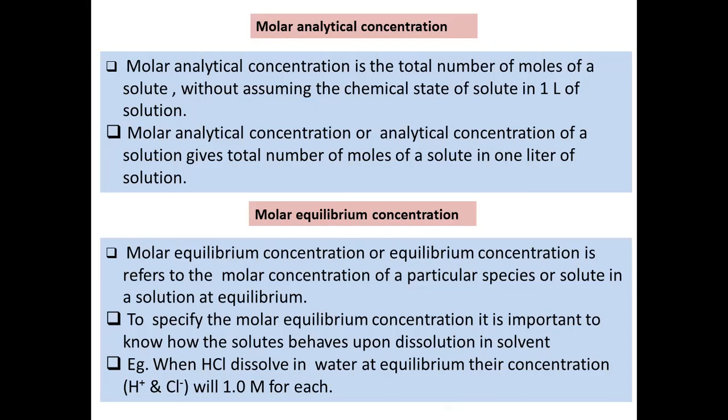So there is not too much difference between these two entities. The molar analytical concentration is the total number of moles of a solute, without assuming the chemical state of the solute, in 1 liter of solution. So the molar analytical concentration, or analytical concentration, of a solution gives the total number of moles of a solute in 1 liter of solution. So that is simply the molar concentration actually.